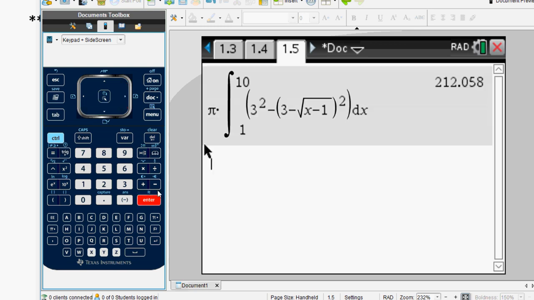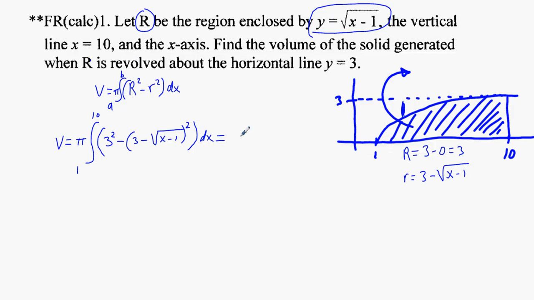And there we have it, 212.052. We don't see any types of limits or units or anything like this, so this is just going to be what our answer is for this one.